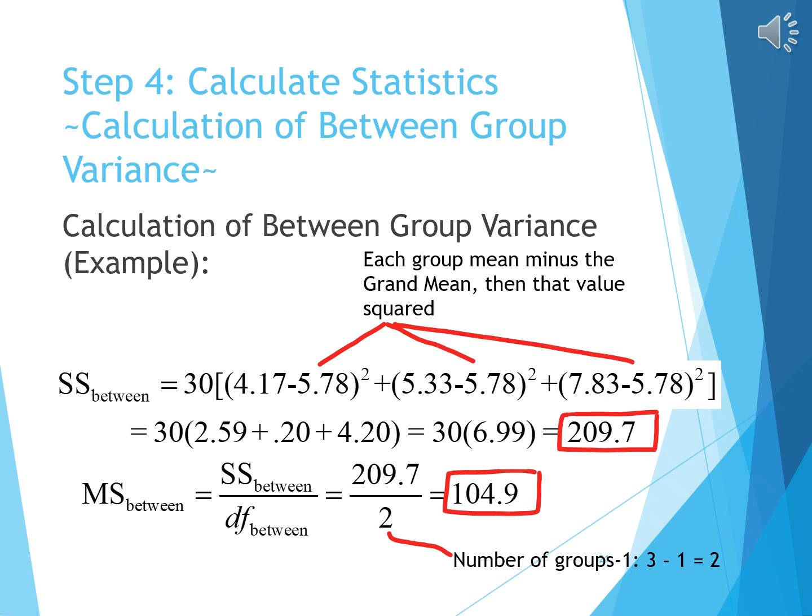Meanwhile, our degrees of freedom between is much easier. We just take the number of groups or conditions or samples, in our case it's 3 of them, subtract 1, and we get degrees of freedom between to be 2. So ultimately our mean squares between is going to be 209.7 divided by 2, which gives us 104.9, which is the same thing as the between groups variance. So we've got one part, the numerator, for our F ratio.